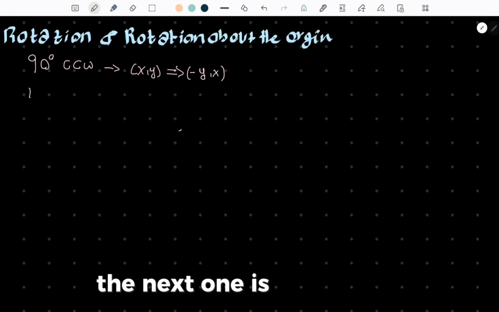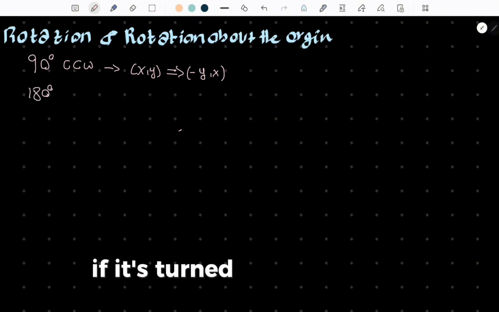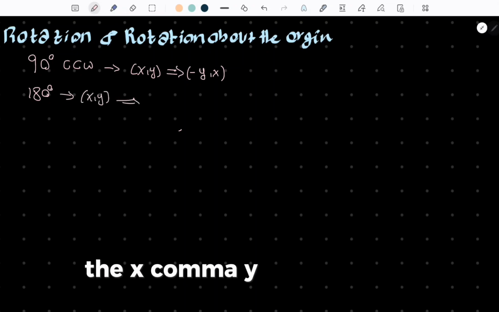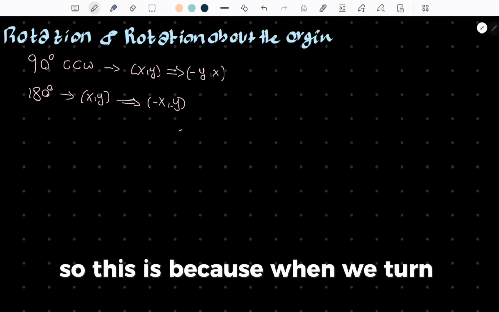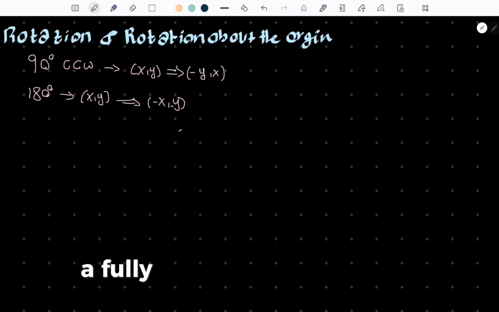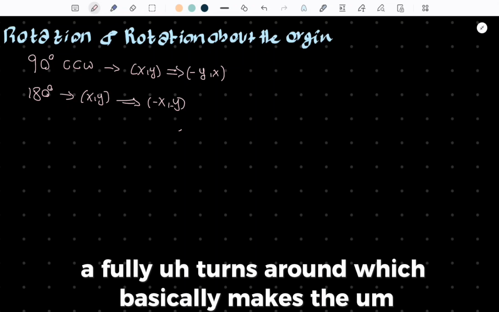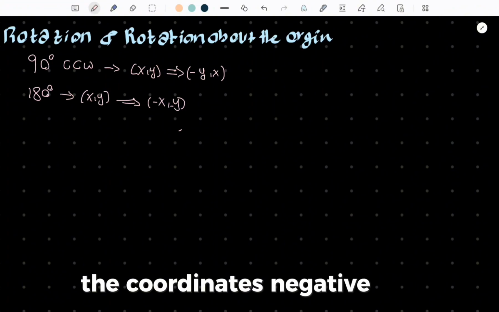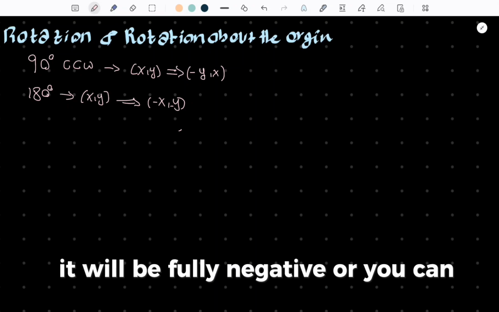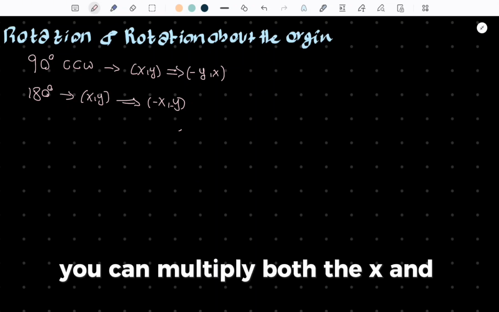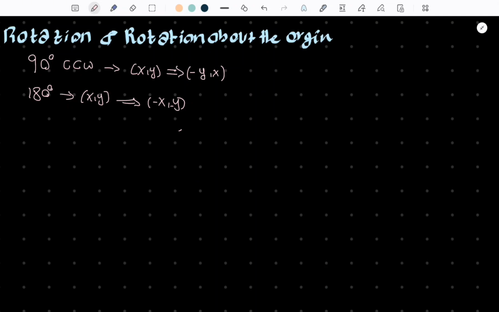The next one is 180 degrees, whether it's turned clockwise or counterclockwise. When it's turned, (x, y) is turned into (-x, -y). This is because when we turn a body 180 degrees, it fully turns around, which basically makes the coordinates negative. If it was negative, it would be positive. If it's positive, it will be fully negative. Or you can just multiply both the x and y by negative.